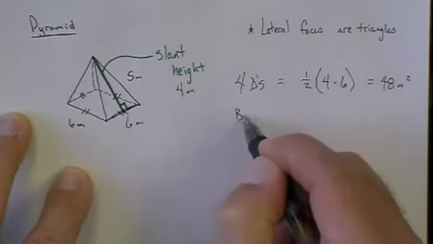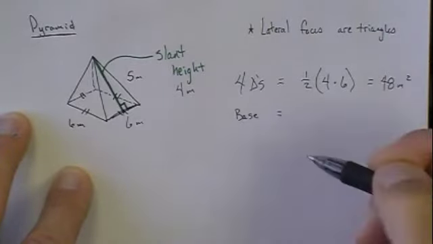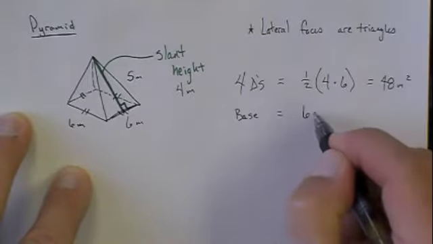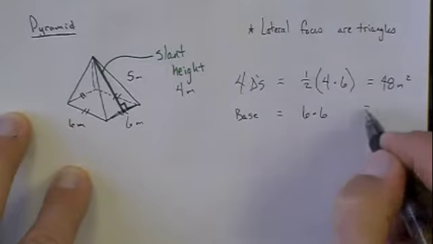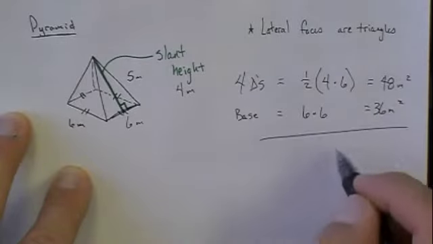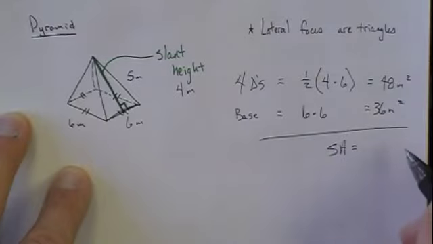We also have our base. In this case, it is a square. Remember, the base of pyramids can be any shape. But here we're going to take the area of that square, 6 by 6, so we have 36 square meters. So the total surface area of this pyramid would be 84 square meters.